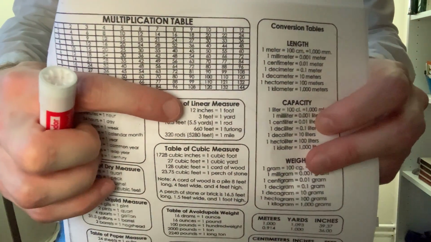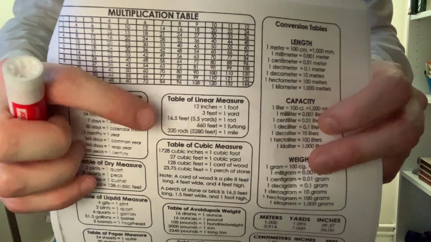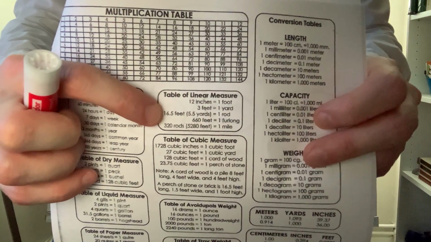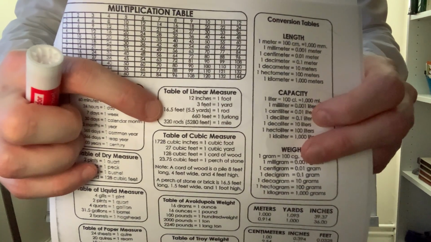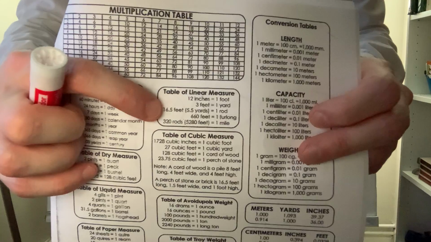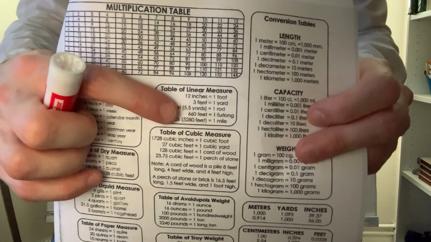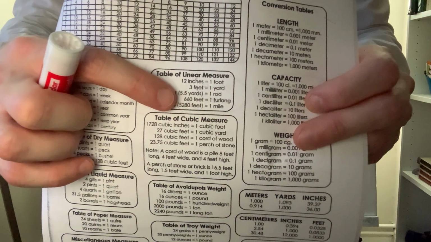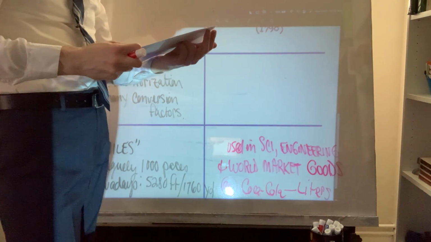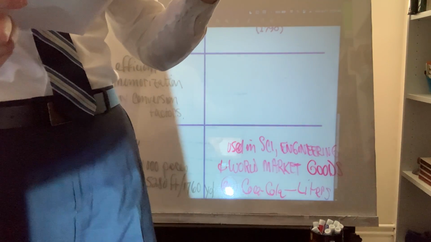Here is a better example. 12 inches is 1 foot, 3 feet is 1 yard, 6.5 feet is 1 rod, which is a very uncommon unit here. 660 feet is 1 furlong, even less common. The mile is something that we use.